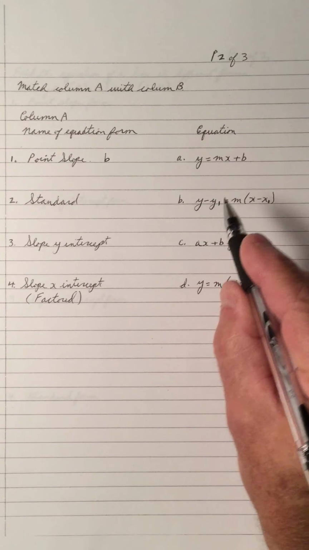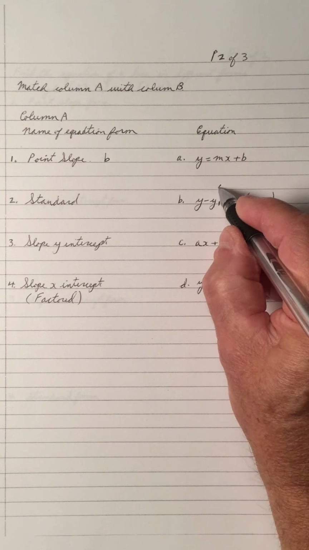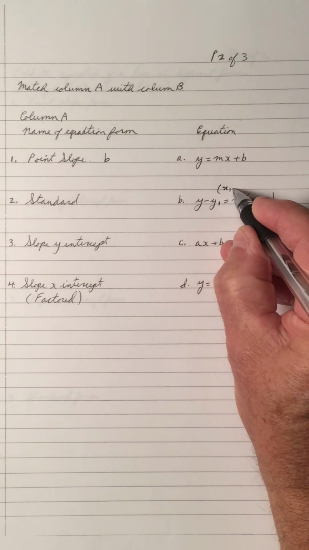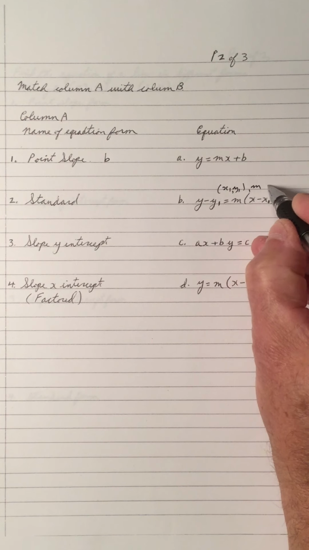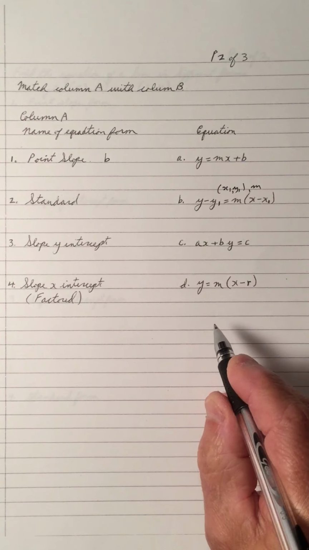Y minus Y1. So notice in this form, the point is X1, Y1. You have an X and a Y coordinate with a slope of M.